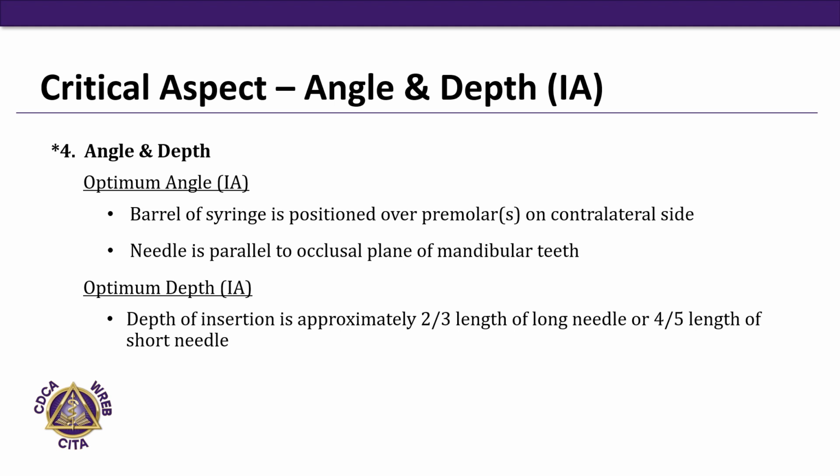For the IA angle, the barrel of the syringe must be positioned over the premolar on the contralateral side and the needle parallel to the occlusal plane of the mandibular teeth. The depth of insertion is 20 to 25 millimeters, which is approximately 2/3 the length of a long needle and 4/5 the length of a short needle.